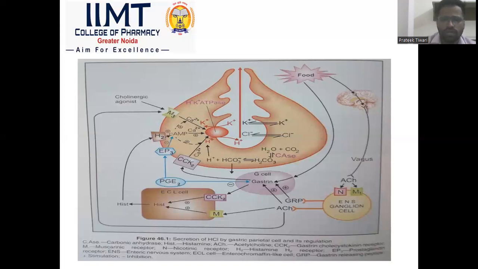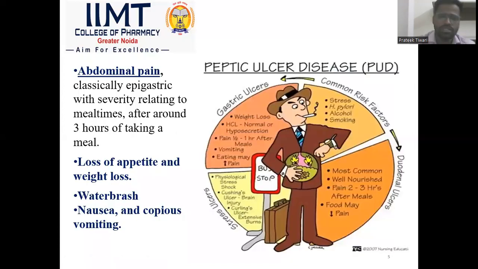Now we have to understand the symptoms seen in the case of peptic ulcer. From this chart we can understand there are some common risk factors like stress, H. pylori, alcohol, or smoking, which I already discussed in this video. These risk factors cause both duodenal and gastric ulcer.